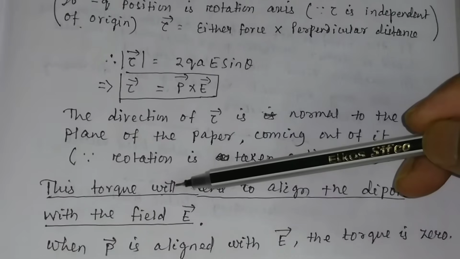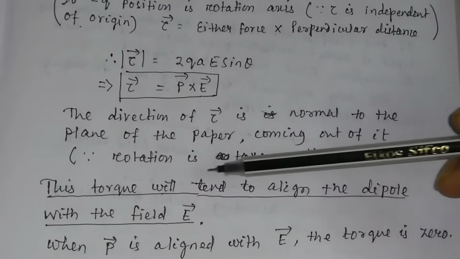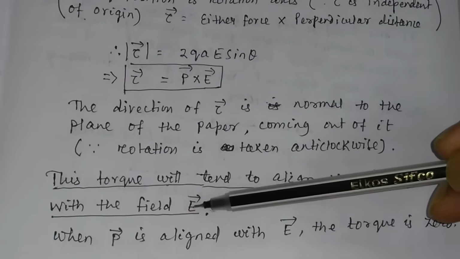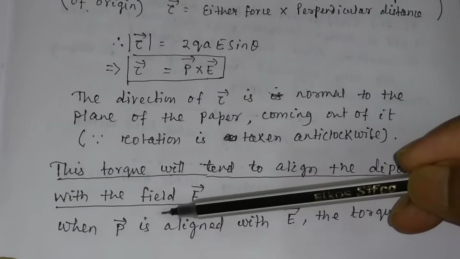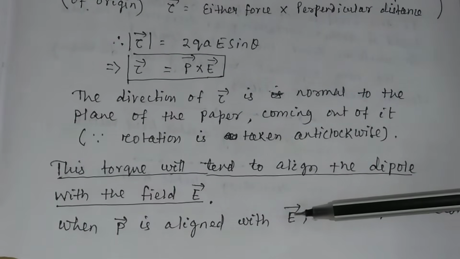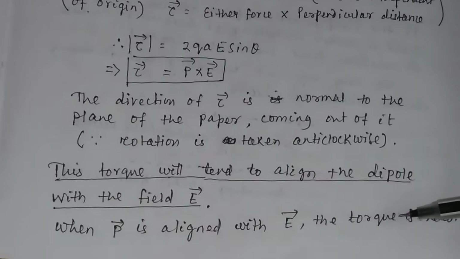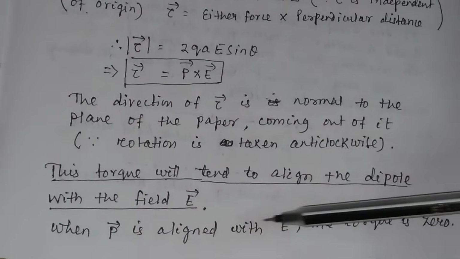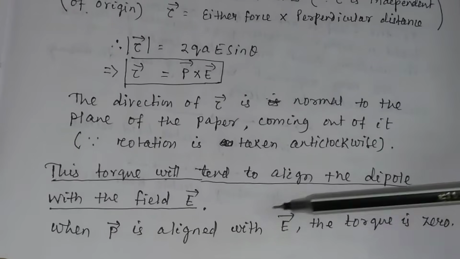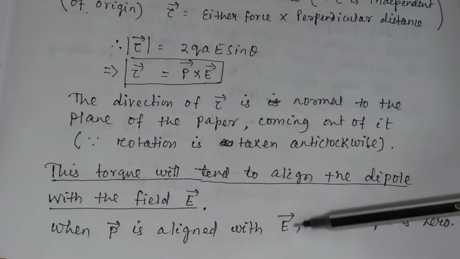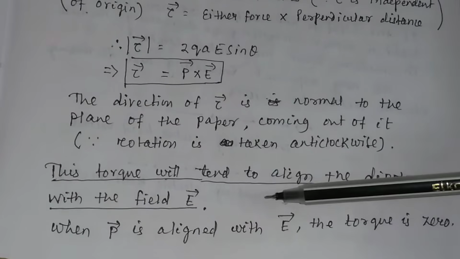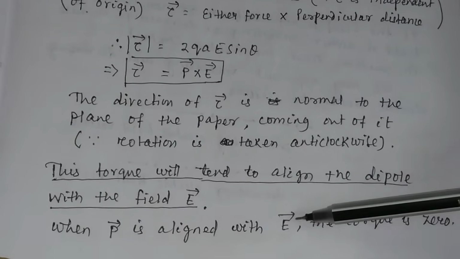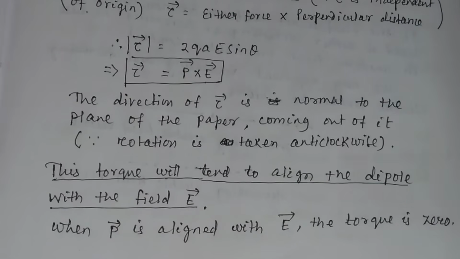Remember, why will the torque be produced? Because the torque will tend to align the dipole with the applied field E, and when the dipole moment is aligned along the applied field, then the torque will be equal to 0. So long as there is no alignment of the dipole along the direction of the field, the dipole will rotate. When the dipole aligns in the direction of the electric field, then the torque will be equal to 0.